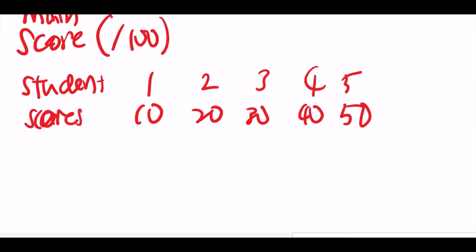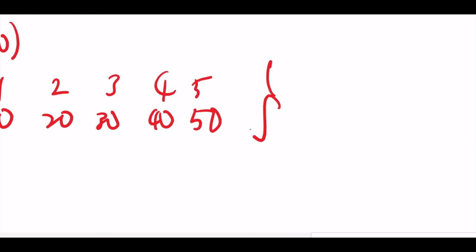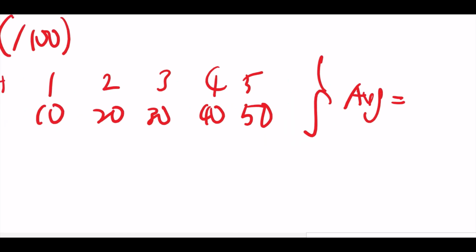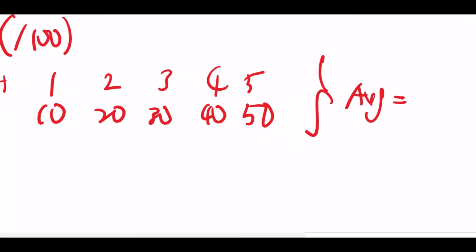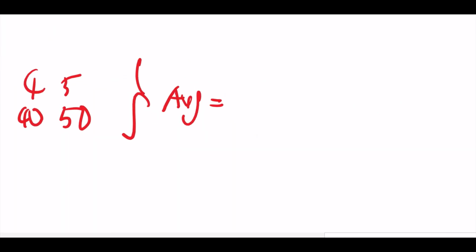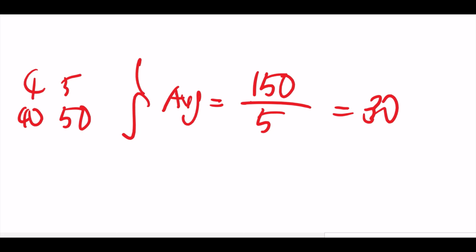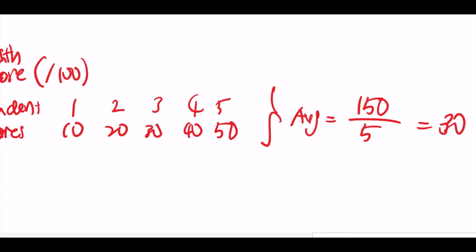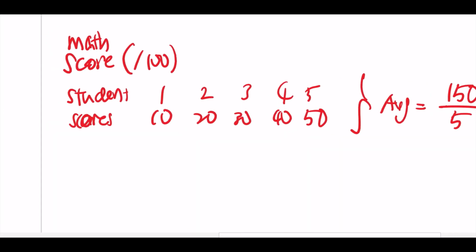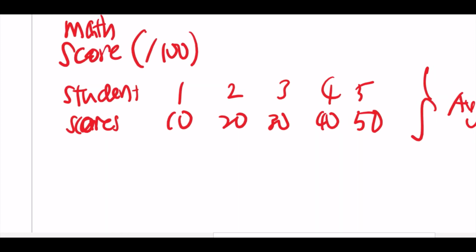Well, you simply add up, right? So to calculate the average, you sum up all, which is 10 plus 20 plus 30, that's 60, plus 40, 100, plus 50, so 150, right? The average here is 150 over 5 students, that is 30. So this is the average score of the 5 students for this math test.